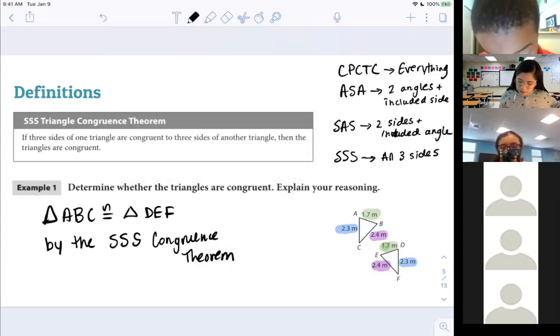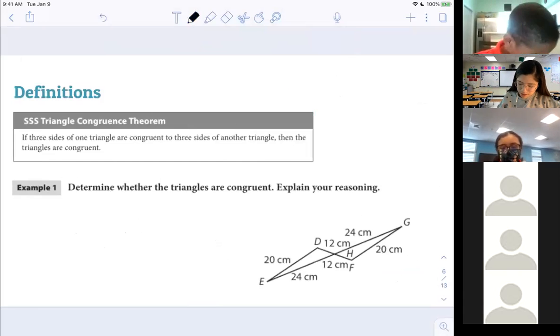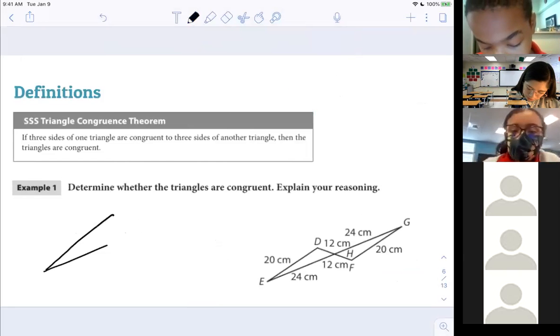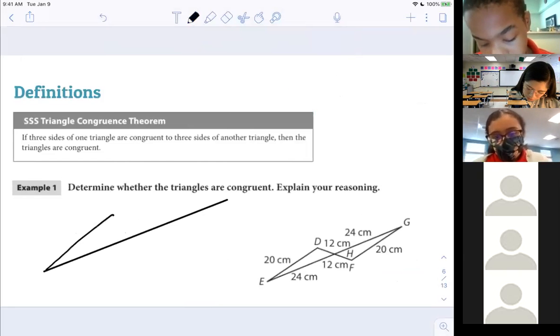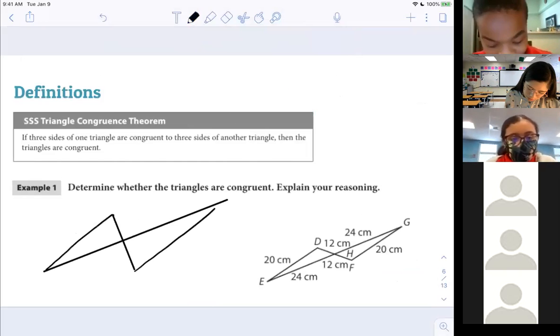All right, so now let's do another problem. This one was hard to see clearly what they're labeling. So I'm going to draw it again, but a little bit neater. Give me just a moment to redraw it.